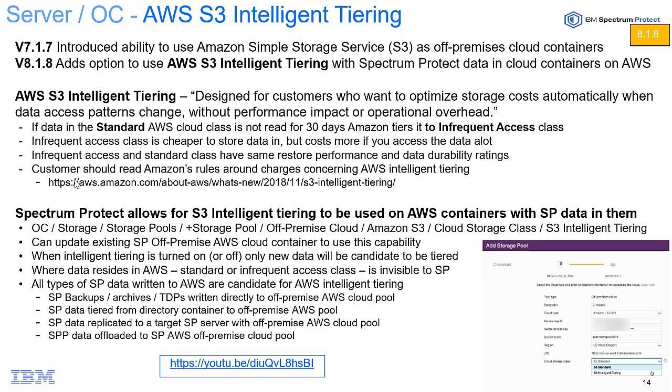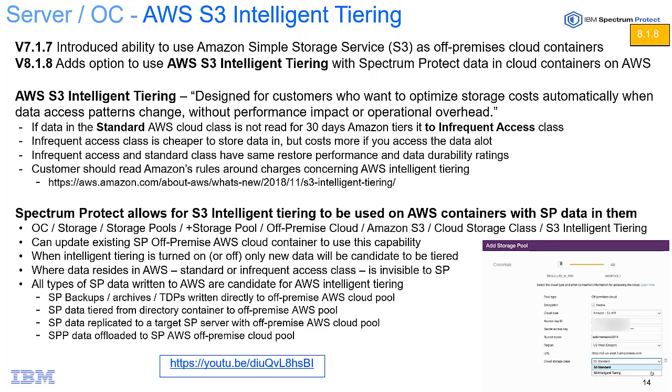In addition, the clients can restore directly from that tape pool if they need to restore data back to their machines. Okay, let's switch topics and talk about AWS S3 Intelligent Tiering. If you're a Spectrum Protect customer who is utilizing AWS cloud containers, so what you would be doing is maybe either backing up your data to this off-premise AWS cloud or tiering out to this AWS cloud, Spectrum Protect is now able to take advantage of a function inside of AWS called S3 Intelligent Tiering.